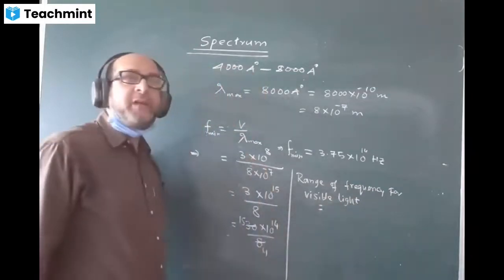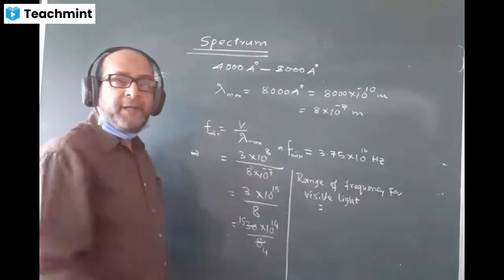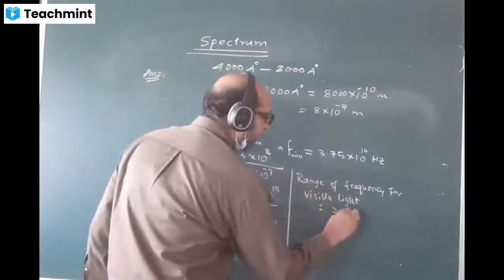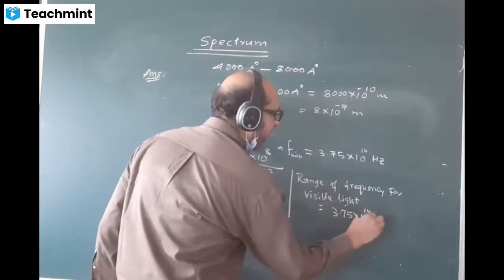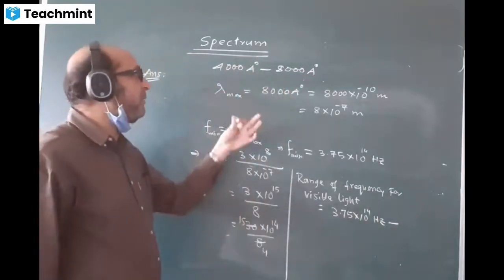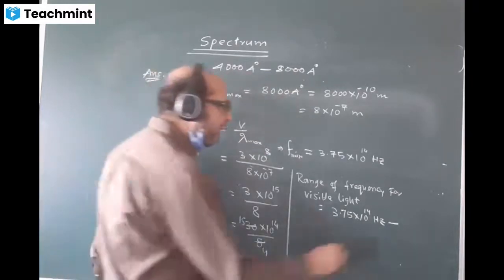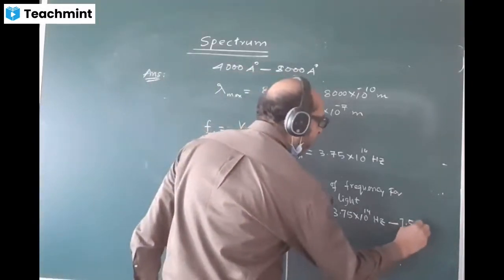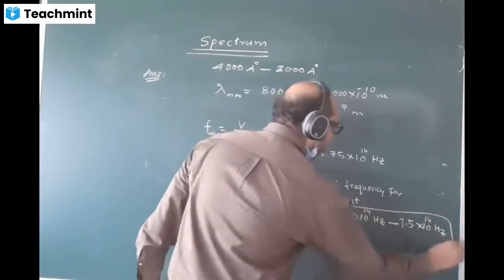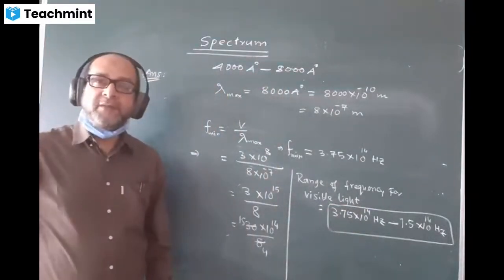First, then what will we write? For any range, first we write minimum, and then the other side we write maximum. Then we get the range. So minimum value we have is 3.75 into the power of. On the other side, the wavelength is decreasing, so the frequency will be increasing. That means frequency will become double, 7.5 into 10 to the power of 14 hertz. This will be the range of the frequency of the visible light.